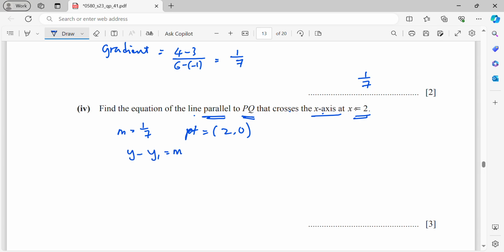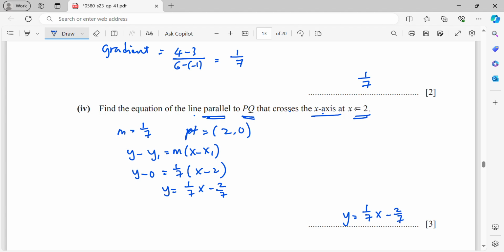y minus y1 is m bracket x minus x1. So now y minus 0 equals 1 over 7 times x minus 2. So at last you will get y equals 1 over 7x minus 2 over 7. So that's the equation of the line.